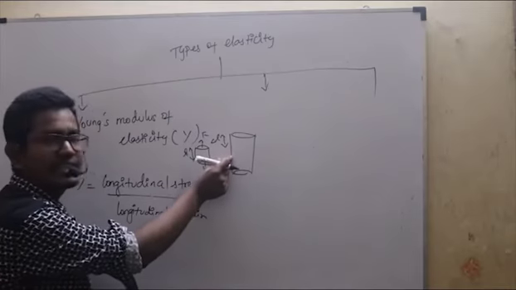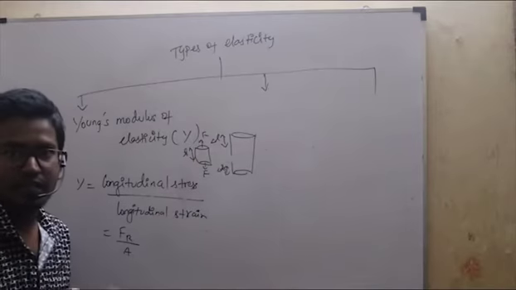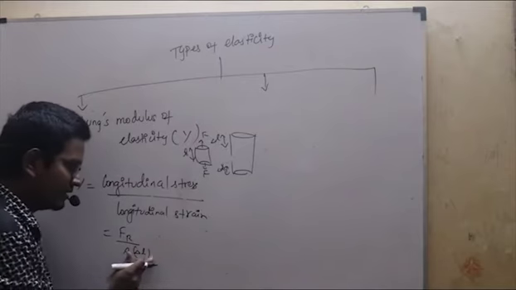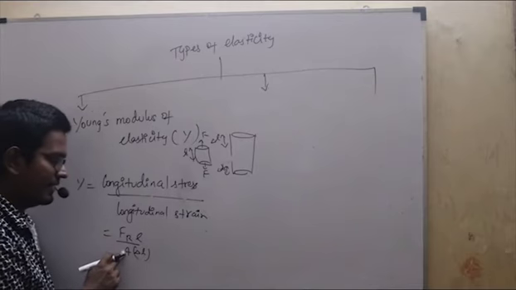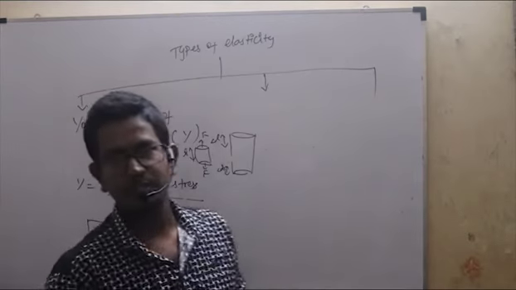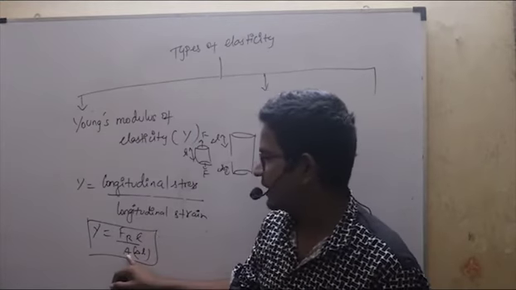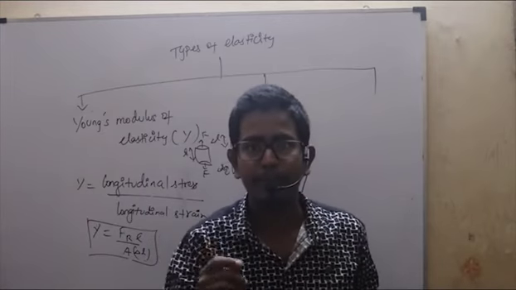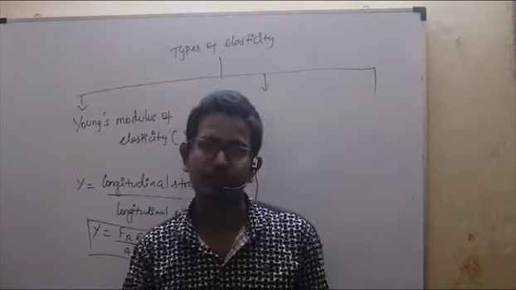Here what is the strain? Delta L upon L, as there is an increase in the length. So delta L upon L is the strain. I am writing here the strain delta L upon L. So it will come in the denominator, so it will go to numerator. So F L by A into delta L is the Young's modulus of elasticity formula. What is this A? Area of cross section. Delta L is the change in the length, or you can say increase in the length whenever I am applying the deforming force. L is the original length. F is nothing but the restoring force.